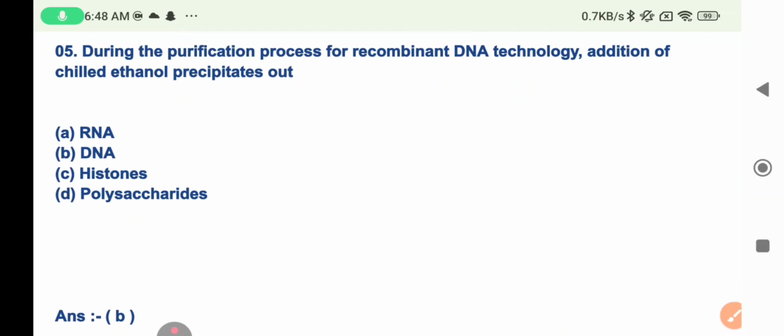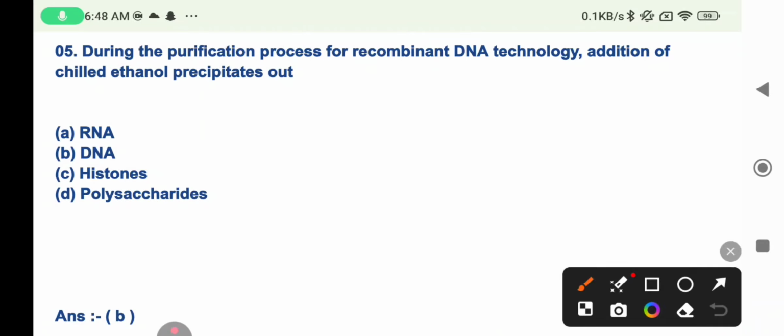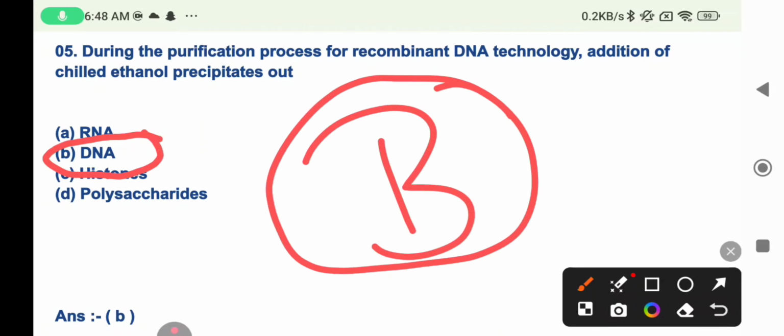Now move on to question number 5. During the purification process for recombinant DNA technology, adding of chilled ethanol precipitates out, and here the options: option A RNA, option B DNA, option C proteins, and option D polysaccharides. And the correct answer is option B, DNA.